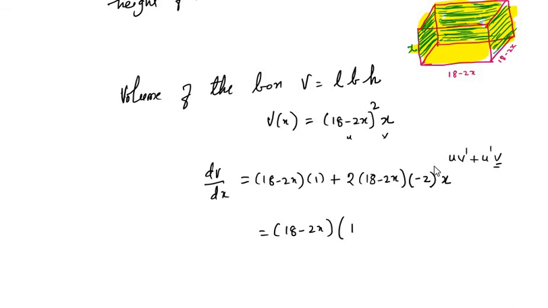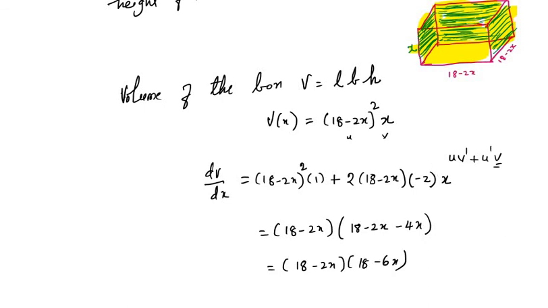18 minus 2x. Actually here we will be getting 18 minus 2x the whole square. That is u. Therefore, after taking 18 minus 2x common, what will we be getting? 18 minus 2x from the first term. From the second term, I have taken 18 minus 2x common. Therefore, this is minus 4x. That is equal to 18 minus 2x into 18 minus 6x.